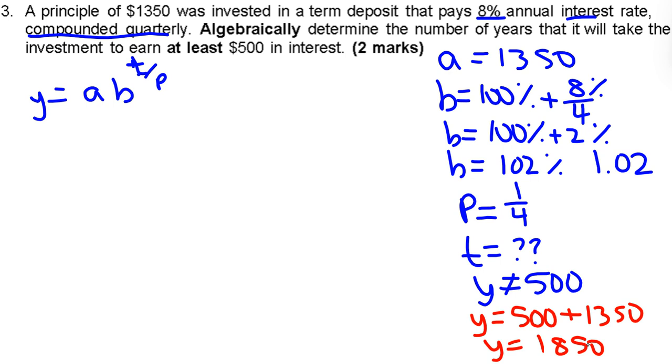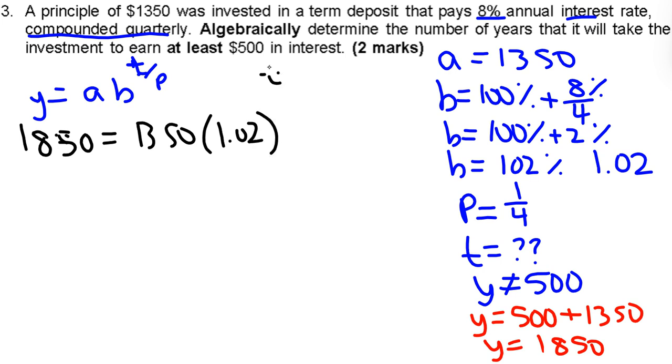So let's plug this all in. So I have 1,850 equals my initial investment, 1,350, multiplied by my base, 1.02, to the T we want, divided by 1/4. So let's tidy this up a little bit. First thing I want to do is, because I'm solving this algebraically, I need to get my exponent, my base, my whole power by itself.